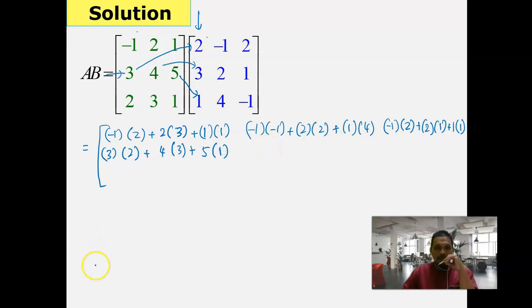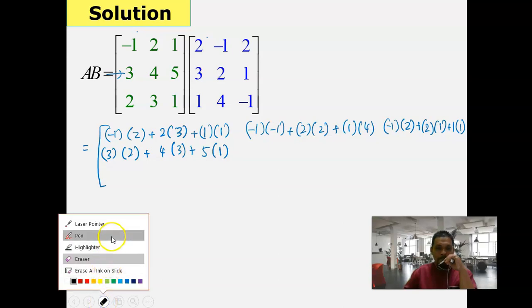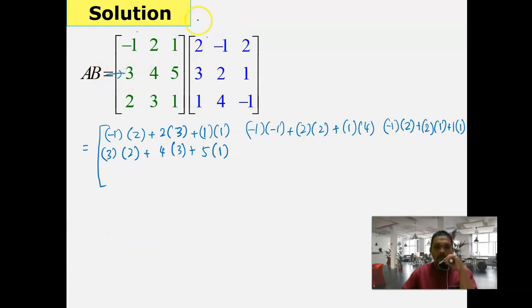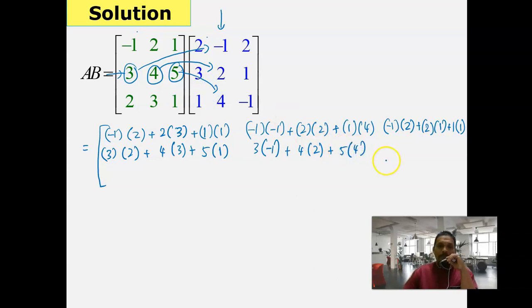Okay, so next, row number 2 with column 2. So the first is 3 multiplied with negative 1, 3 times negative 1. Then 4 with 2. And plus 5 with 4, 5 times 4. Okay. Next.